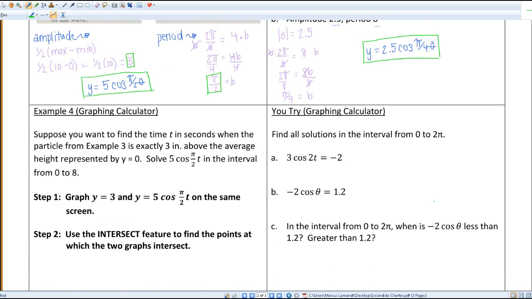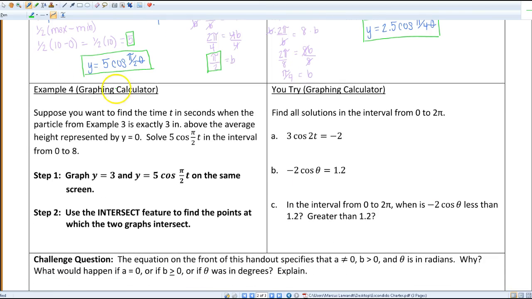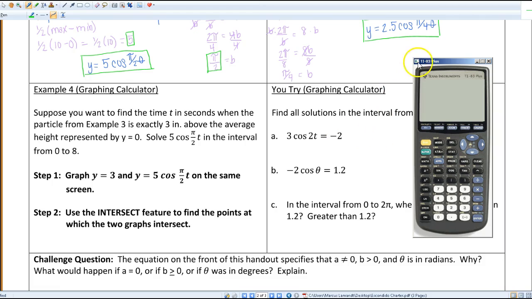Alright, example number 4. Suppose you want to find the time t in seconds when the particle from example 3 is exactly 3 inches above the average height represented by y equals 0. Solve 5 times cosine pi over 2t in the interval from 0 to 8. We're going to need our graphing calculators for this problem.